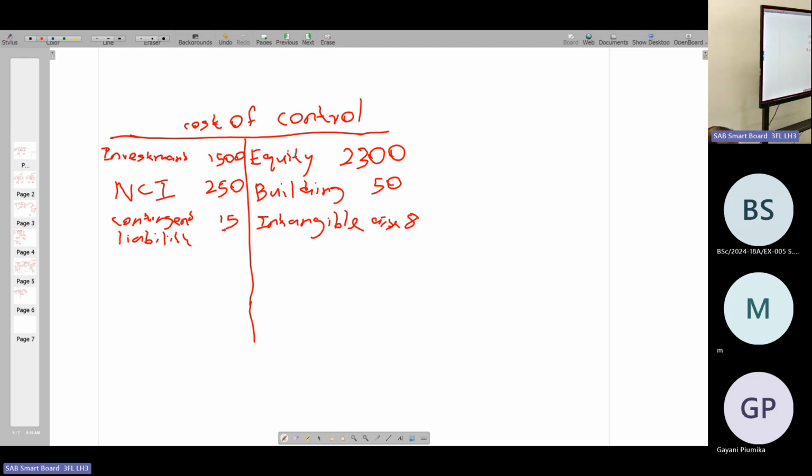It paid 25 per share and agreed to pay further 1,080 million on 1st of January 2007.